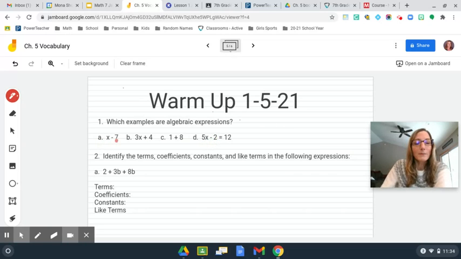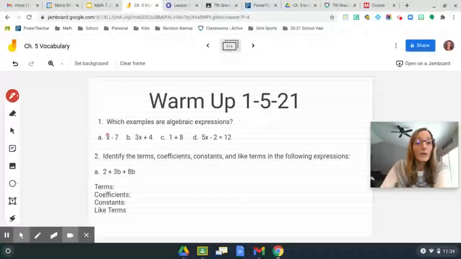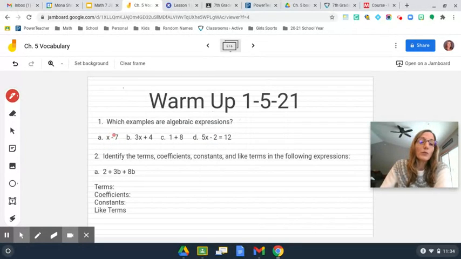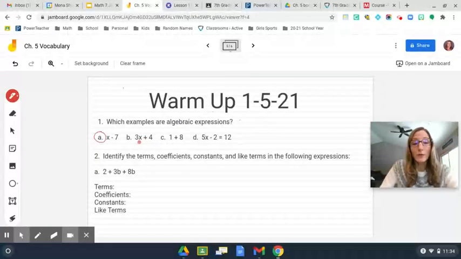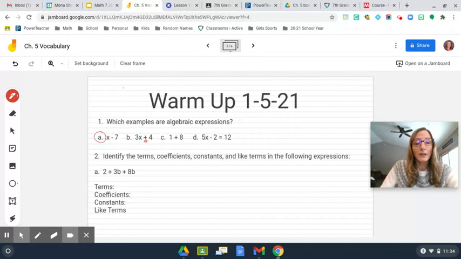Well, x minus 7, letter A. There's my variable. There's at least one operation here. It's a subtraction sign. And there's a value there. It's 7. Absolutely. Letter A is an example of an algebraic expression. Letter B, 3x plus 4. Okay, so again, there's my variable. It's x. I have numbers absolutely in here, so 3 and a 4. And then I have an operation. It's addition. So letter B is also an example of an algebraic expression.